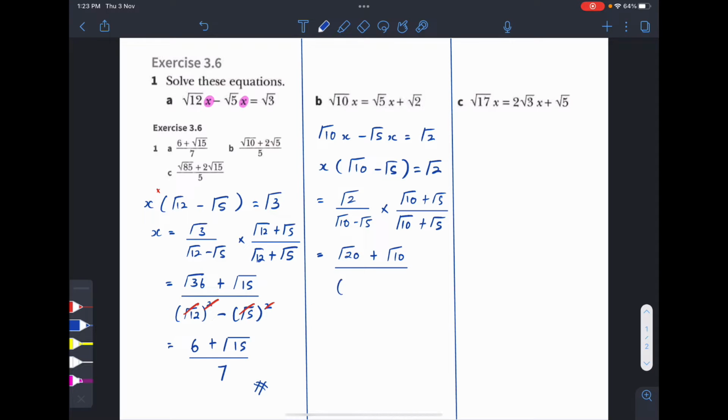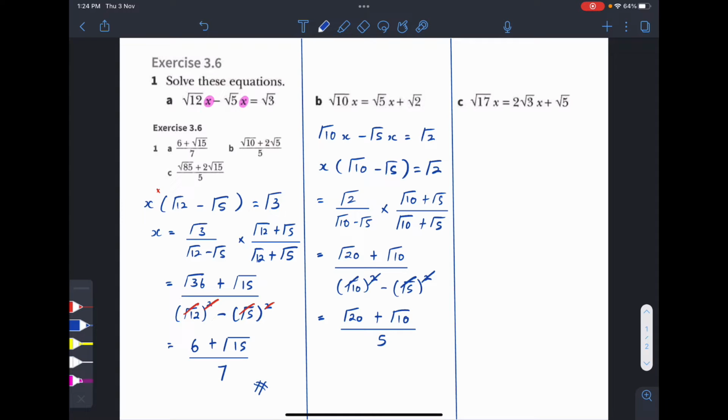Exactly. So we're going to put root 10 here. We're going to square it, minus root 5 here, and we're going to square it as well. Okay? So the square and the root cut each other. You'll be left with root 20 plus root 10. Let me just write it down. So you got root 20 plus root 10 over 10 minus 5. 10 minus 5 is just 5.